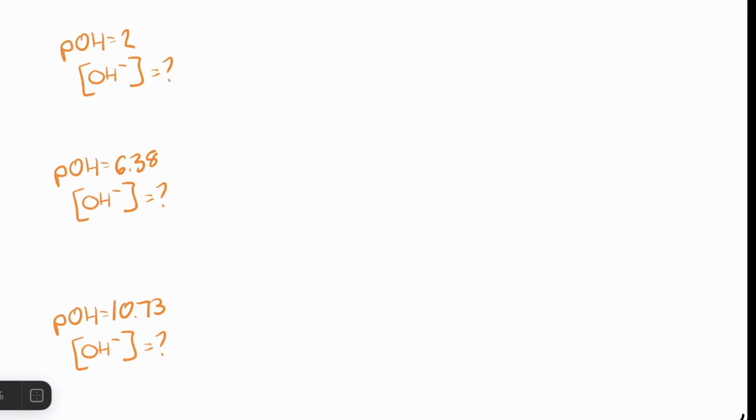What if we had to go the other way? If we're given a pOH value and we need to find the OH minus concentration, we're going to have to do the opposite of what we did previously. So if you could recall, the pOH is equal to negative log of our OH minus concentration. Well, now we want our OH minus to be by itself on one side of the equal sign. So we need to essentially cancel out the log on the right side.